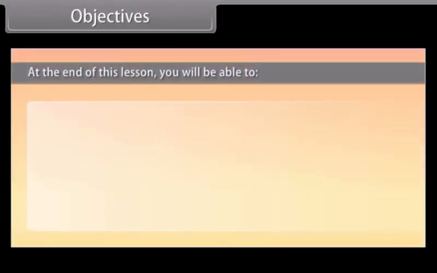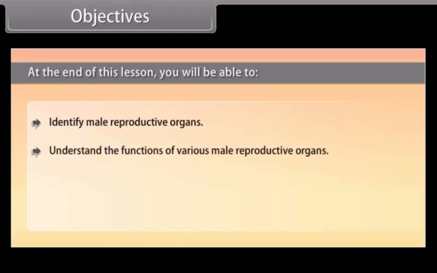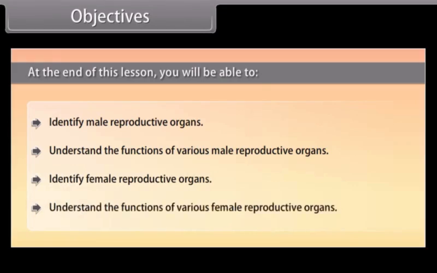At the end of this lesson, you'll be able to identify male reproductive organs, understand the functions of various male reproductive organs, identify female reproductive organs, and understand the functions of various female reproductive organs.